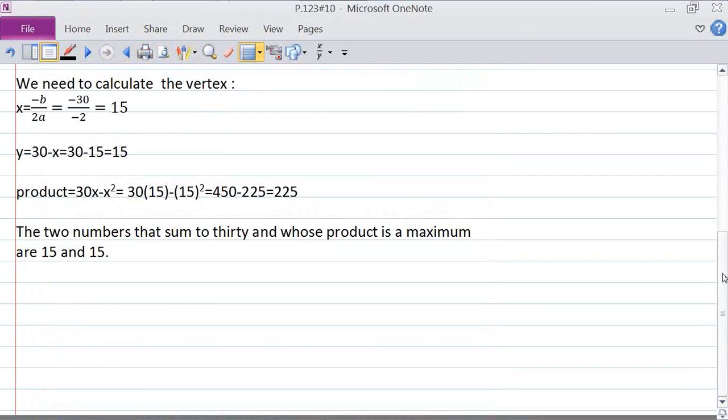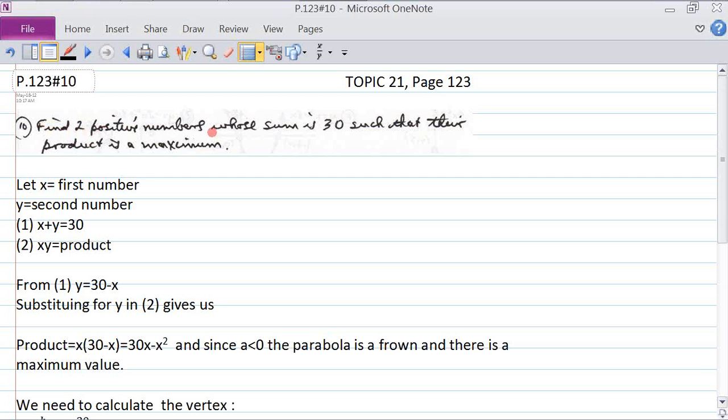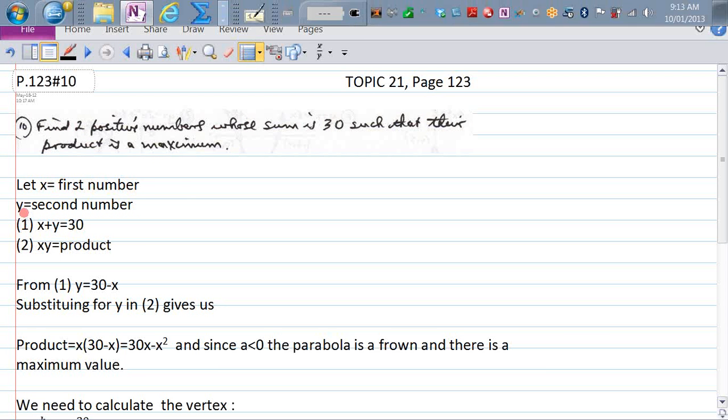So first problem, number 10: find two positive numbers whose sum is 30 such that their product is a maximum. So we're going to let x equal the first number and y equal the second number. The sum of the numbers is 30, and xy equals the product. Now from equation 1, we can rewrite this as y equals 30 minus x. In other words, transpose this x to the other side.